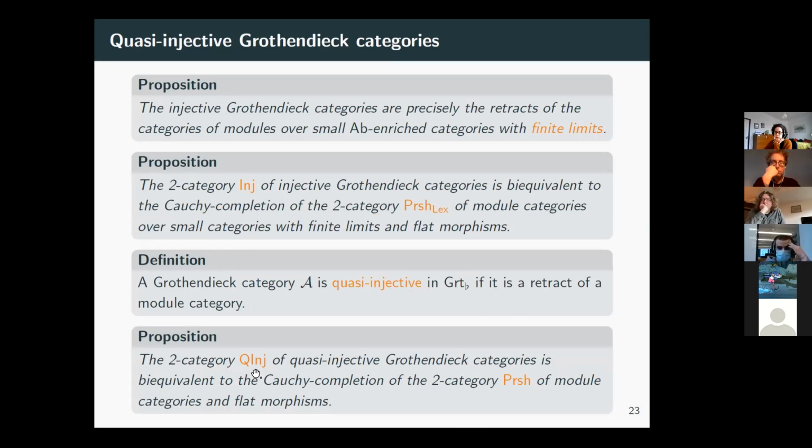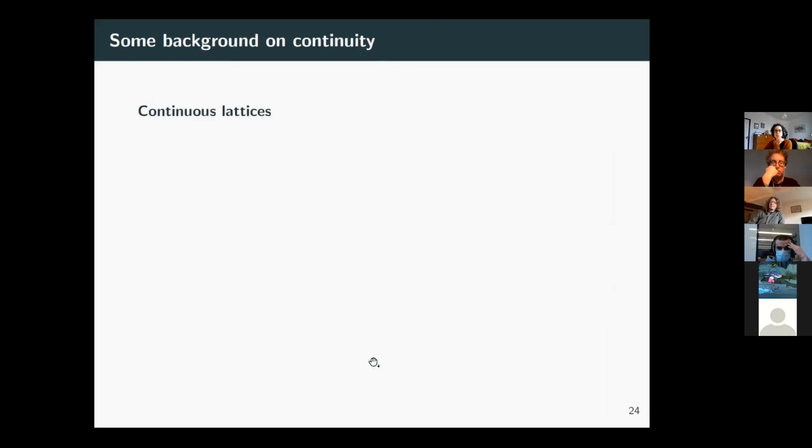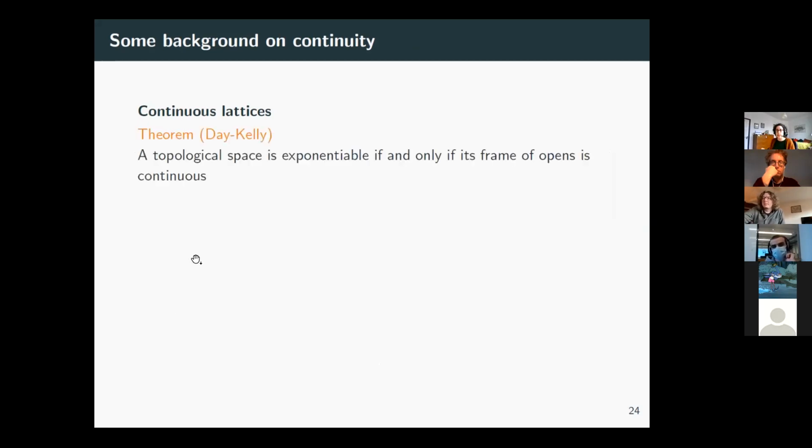Okay, so we have quasi-injective categories as Cauchy completions of presheaves. Now let's move to continuous categories. Continuous categories started, I mean, we can trace them back to the study of exponentiable topological spaces in Top. There is this theorem by Day and Kelly that says a topological space is exponentiable if and only if its frame of opens is continuous.